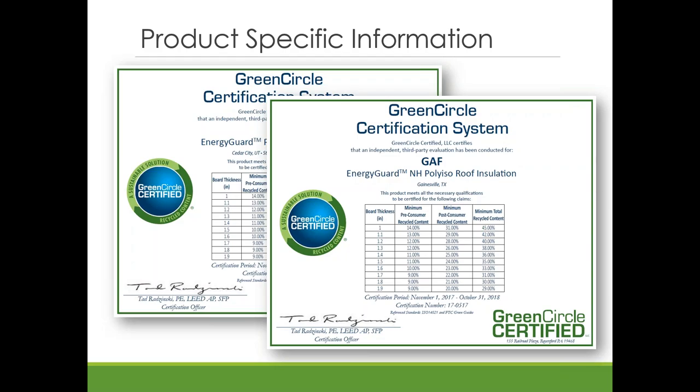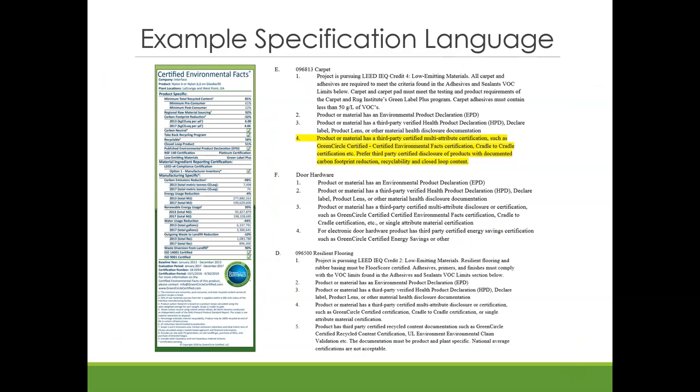I'd like to show this slide because this is actually real spec language that was from several projects, some that we obtained from our sister company and then other LEED consultants and architects that were showing how they were integrating transparency requirements into their specifications. As you can see here, this particular carpet spec, this division was requiring a product or material has third-party certified multi-attribute certification, such as Green Circle, Cradle to Cradle. And it said here, prefer third-party certified disclosure of products with documented carbon footprint reduction, recyclability, and closed-loop content.